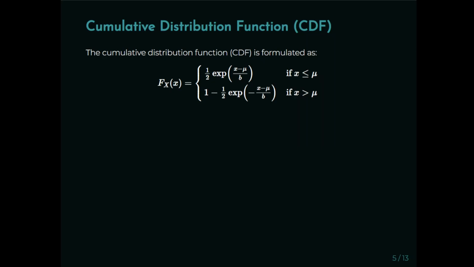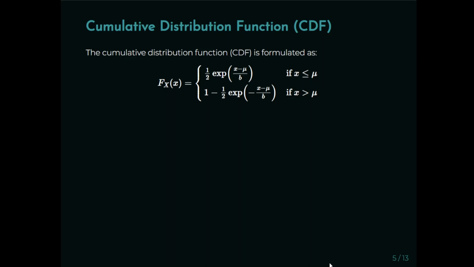Recall that mu is 5, and in the first question we're asked about x equals 1, and in the second question we are asked about x equals 6. This cumulative distribution function works differently depending on whether the value is less than mu or greater than mu. That is the difference between the two questions. The first case is if x is less than or equal to mu, so 1 is less than or equal to 5. We're going to use this first case here.